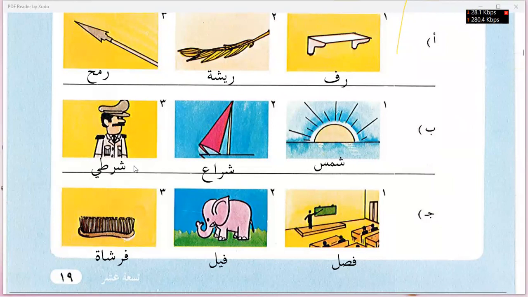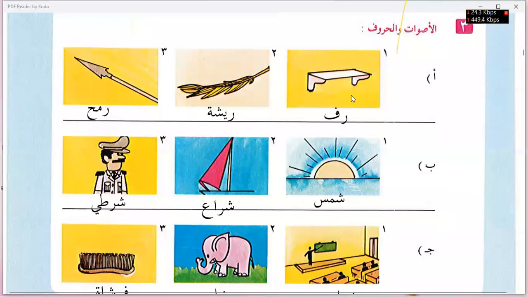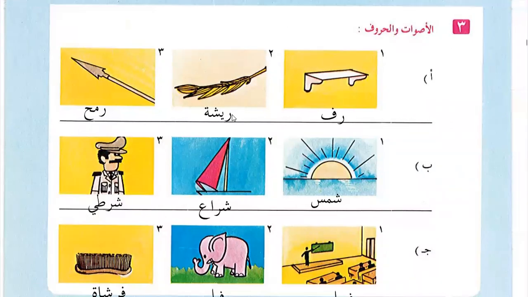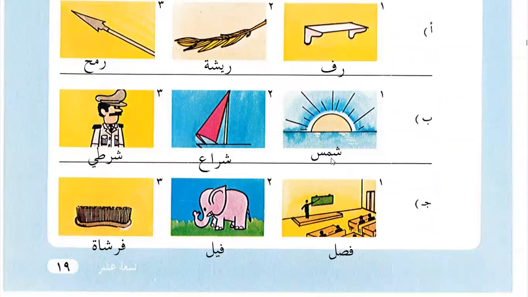Next we have a student read this vocabulary. Assalamu alaikum, sir. Wa alaikum assalam. Raf. Rag. Rishatun. Feather. Rumhun. What's that word? Arrow. Shamsu. Sun. Good.